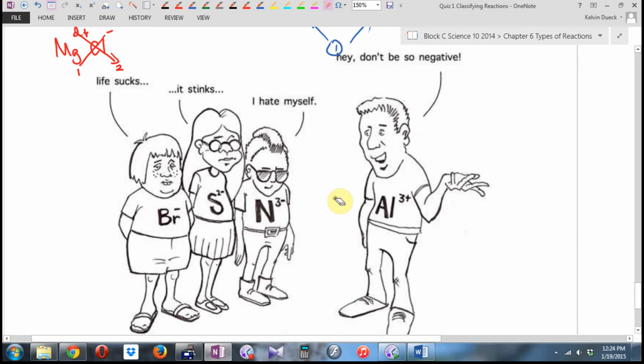And of course, the token science comic. Don't be so, Meg? Okay, fine. It's worth a try.